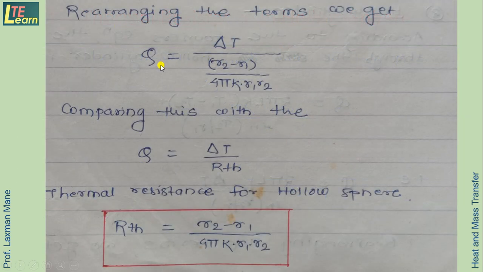Rearranging the terms, we get Q is equal to delta T divided by R2 minus R1 divided by 4 pi k R1 R2. Comparing this with the equation Q is equal to delta T by R_TH, from these both equations we find thermal resistance for hollow sphere, R_TH, is equal to this expression: R2 minus R1 divided by 4 pi k R1 R2.